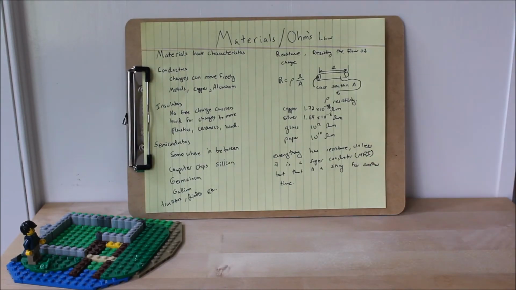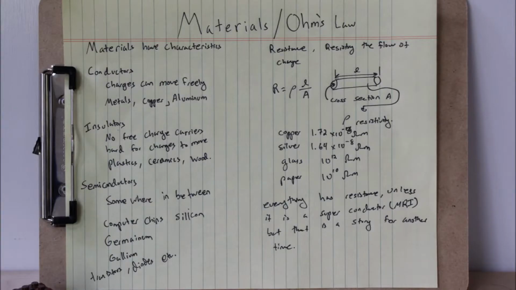There are 3 different types of materials. Conductors, which have charges that can move freely. This includes metals such as copper and aluminum. Insulators, which do not have any free charge carriers and thus do not conduct. This would include things like plastic, ceramics, and wood. And semiconductors, which are somewhere in between. They can either be conductors or insulators depending on their configuration.